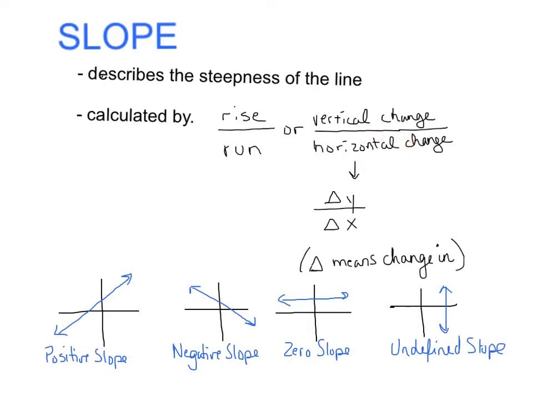So when I graph things, or when I figure out what my slope is, I always read it from left to right. If a line is increasing, if it looks like it's going up, it should have a positive slope. If it's going down, my slope should be negative. And if it's a straight horizontal line, it'll have a zero slope. And if it's straight up and down, it'll have an undefined slope. So let's take a look at these.